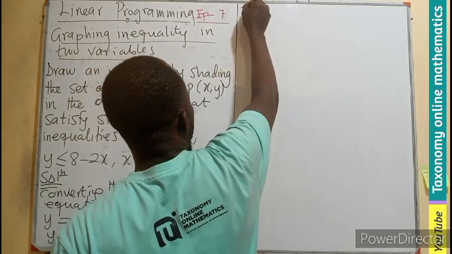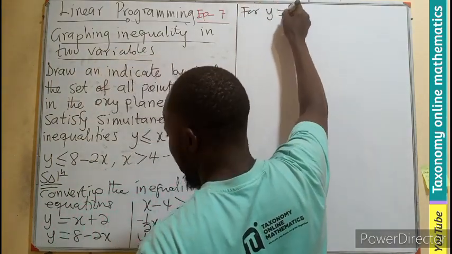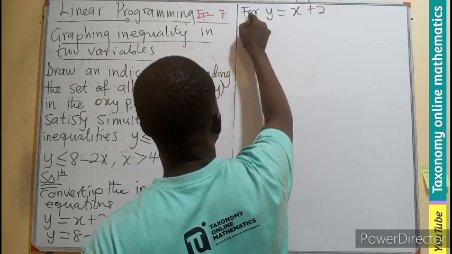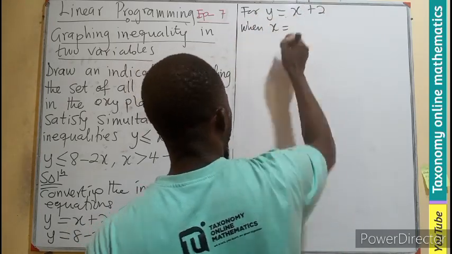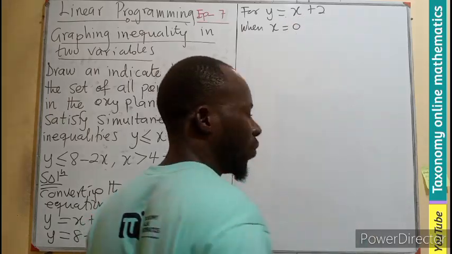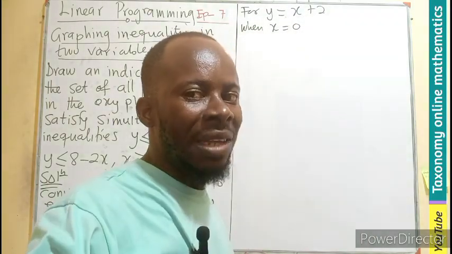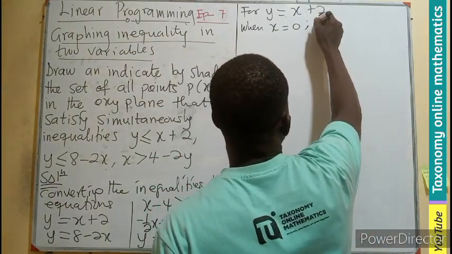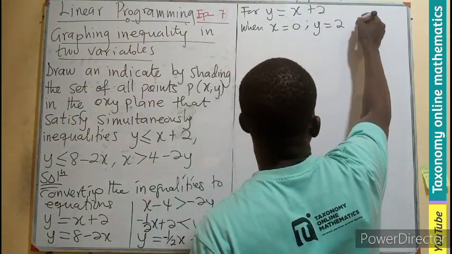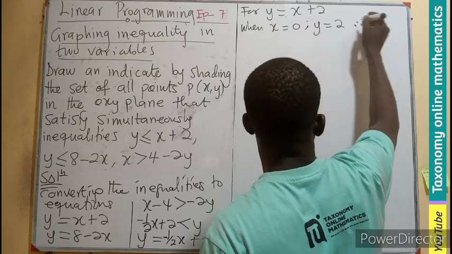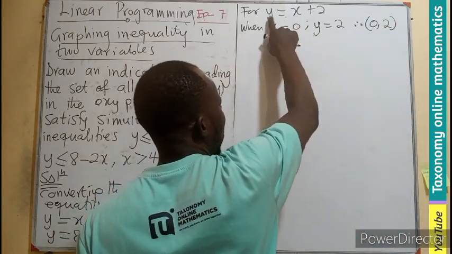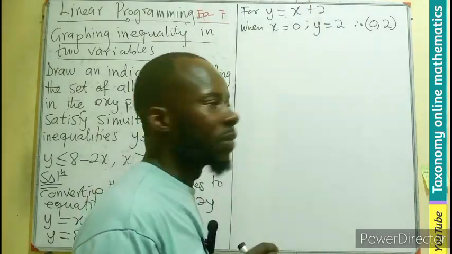Okay, so for the first one, y equals x plus 2. When x equals 0, meaning we are dealing with the y-intercept, on the y-intercept, x is 0. You see your y also equals 2. So the point you'll have will be (0, 2).